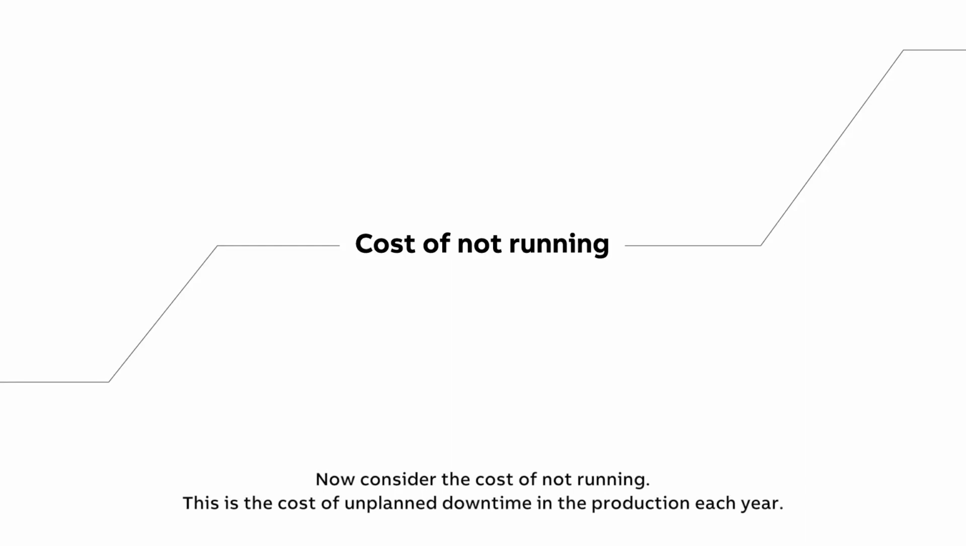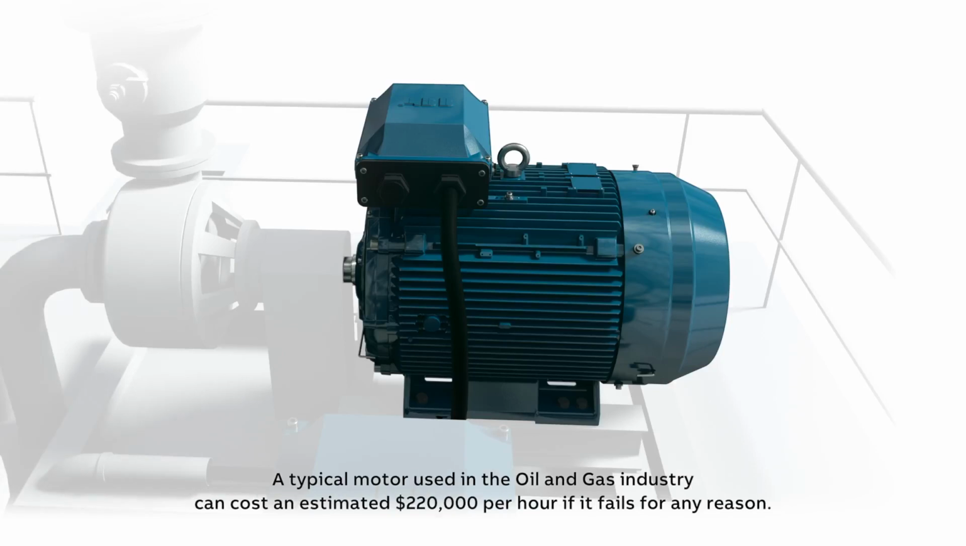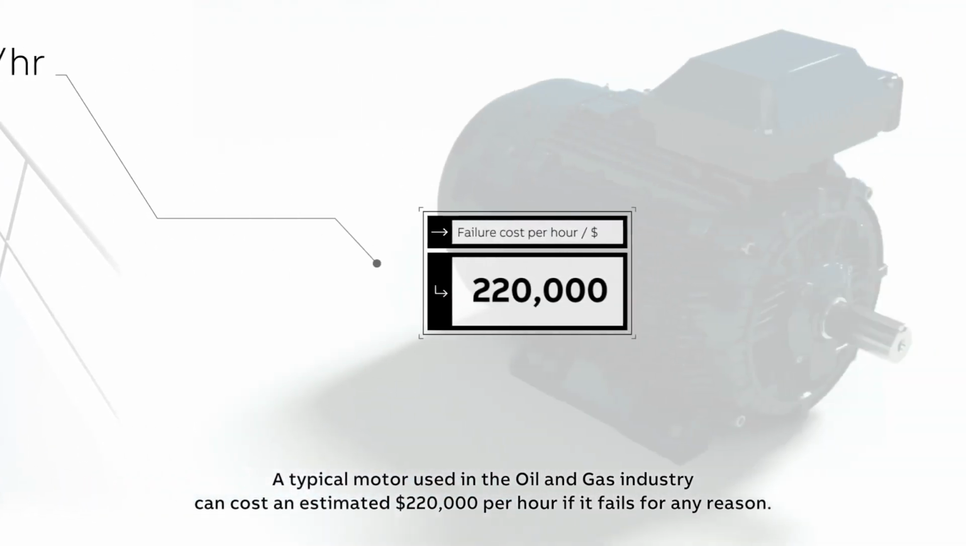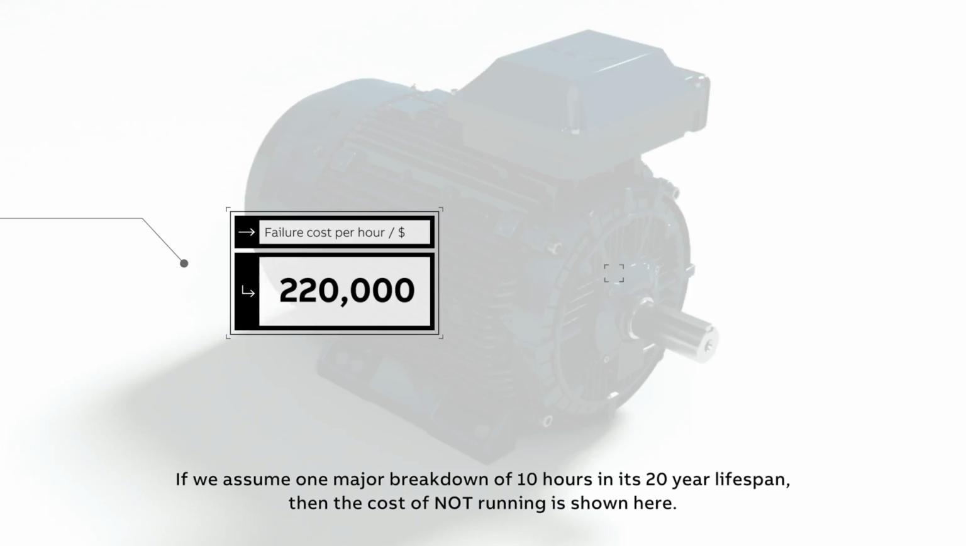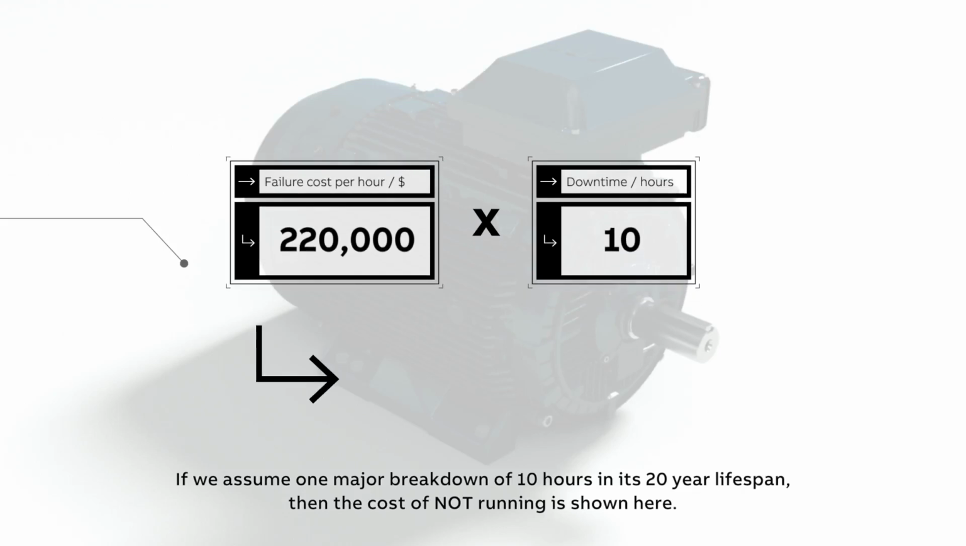Now consider the cost of not running. This is the cost of unplanned downtime in the production each year. A typical motor used in the oil and gas industry can cost an estimated $220,000 per hour if it fails for any reason. If we assume one major breakdown of 10 hours in its 20-year lifespan, then the cost of not running is shown here.